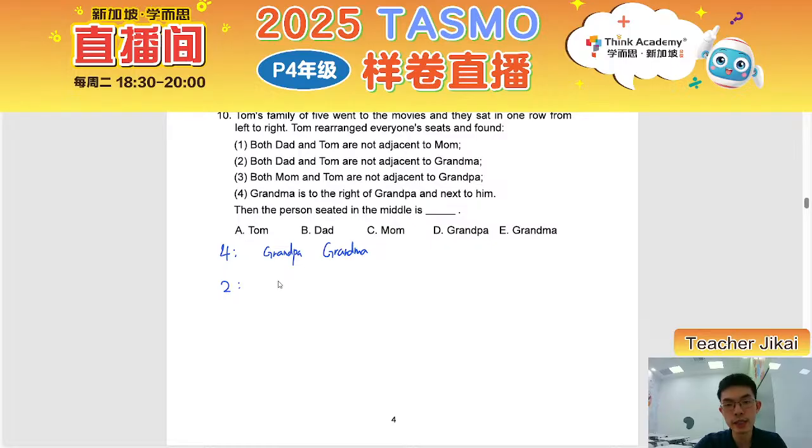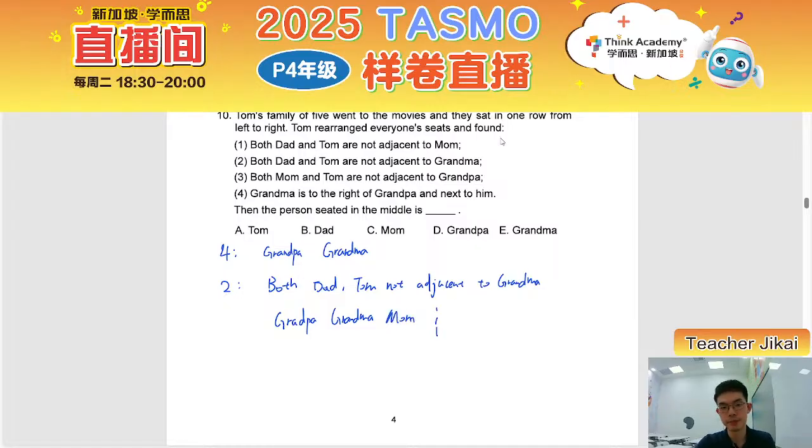Right. So here there are 2 cases. Both Dad and Tom not adjacent to Grandma. So who are remaining? Mom, Dad, Tom. 3 persons, right? Mom, Dad, Tom are remaining, and Dad, Tom not adjacent. So only Mom can be adjacent to Grandma, right? But there are 2 cases. The first case is yes, Mom is at the right. Grandpa, Grandma, and Mom. This is the first case.